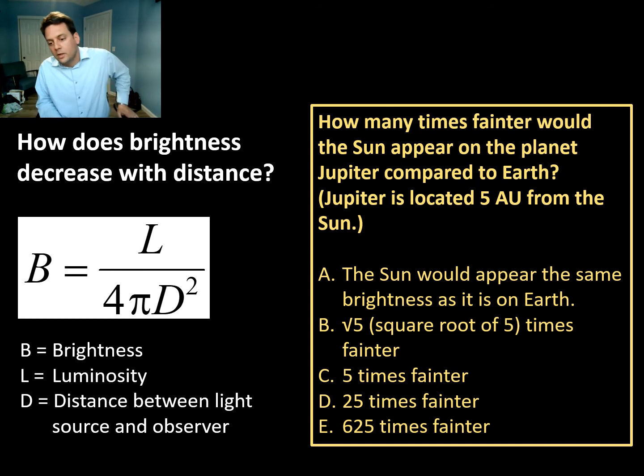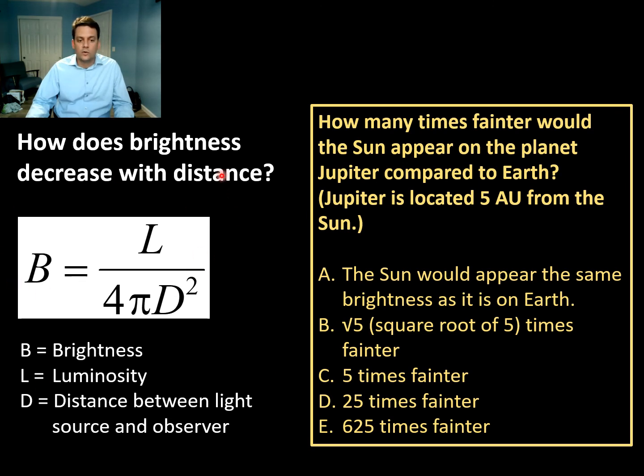Okay, so hopefully if you didn't remember what an astronomical unit is, you did go look it up. It's just the distance between the Earth and the sun. So this parenthetical statement here is the same as saying that Jupiter is 5 times farther away from the sun than the Earth is. And the question is, how does that impact the brightness of the sun?